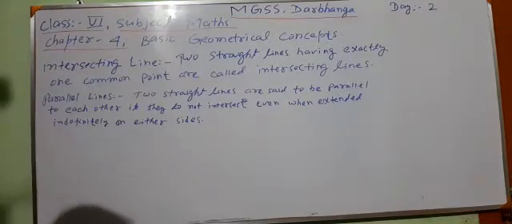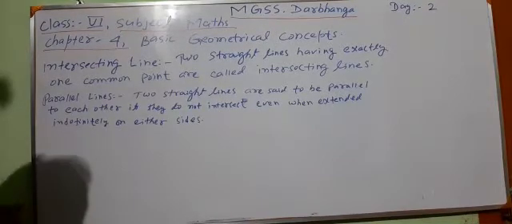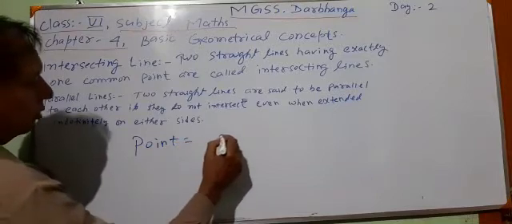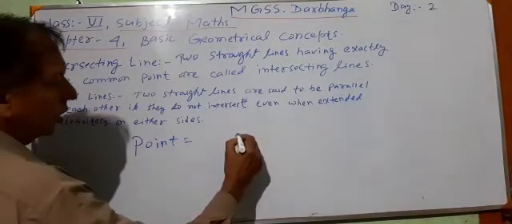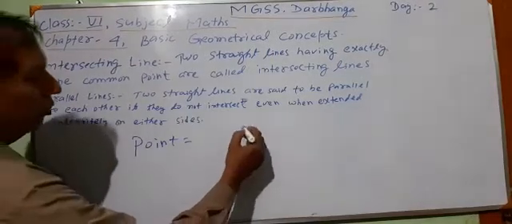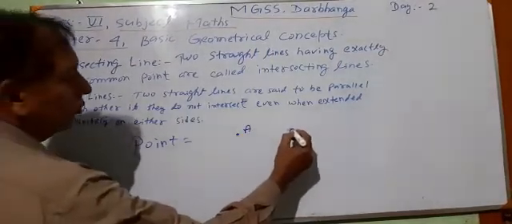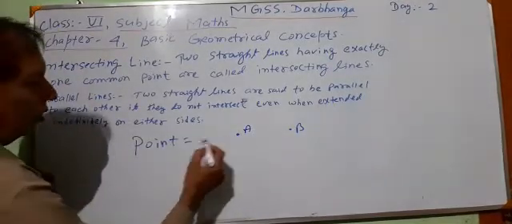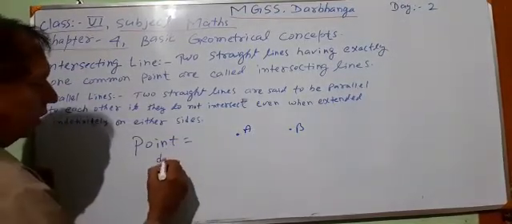We have revised about point. What is a point? A point is a mark of position. A mark of position is known as a point. Suppose we have to mark position A and position B. Then how shall we indicate them? By giving a dot. A point is represented by a dot.